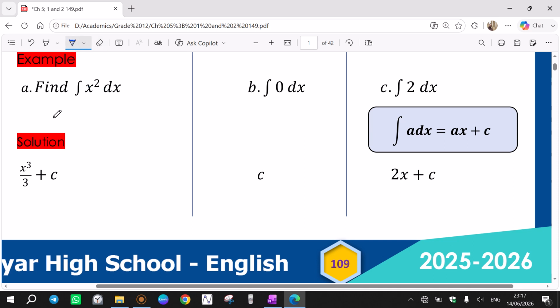X with power will be power plus 1. This power 2 plus 1 will be power 3. Then over the new power. When I say power plus 1, I will get x power 3. I should divide the whole thing by the new power. The new power is 3. And there's always plus c.